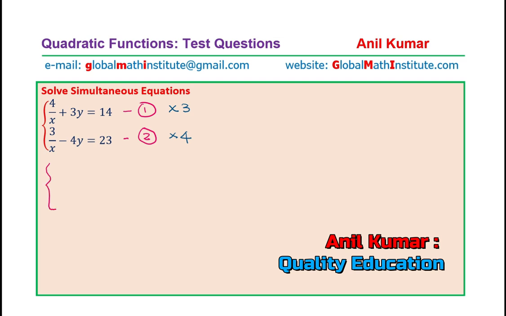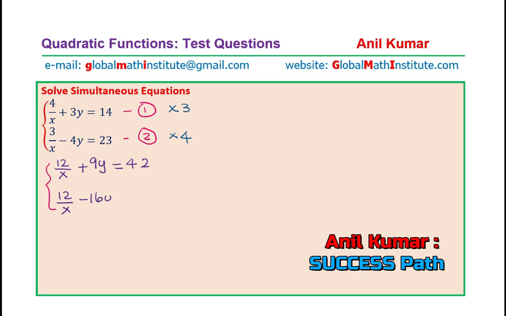We get 12 over x plus 9y equals 3 times 4, which is 12, 42, correct? And then 12 over x, multiplying this by 4, minus 16y equals 4 times 23, which is 92. So we get our two equations from where we can eliminate, right?